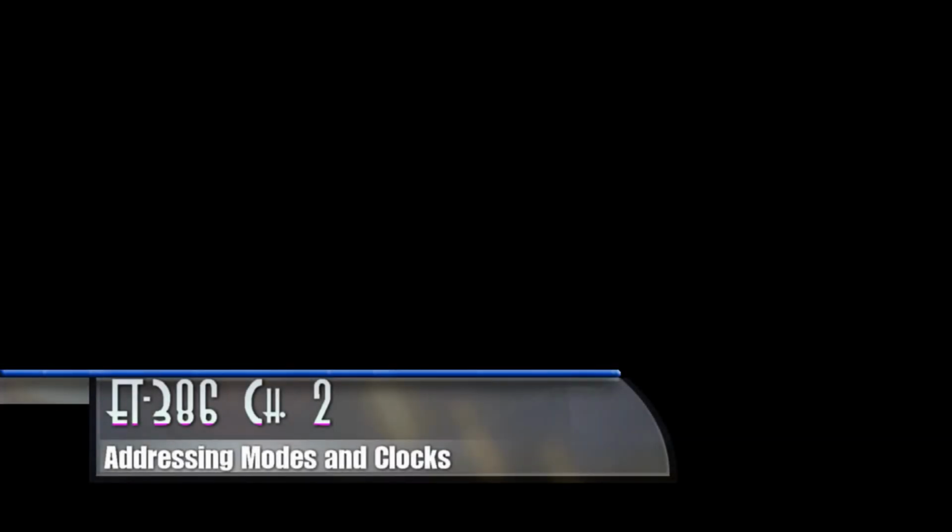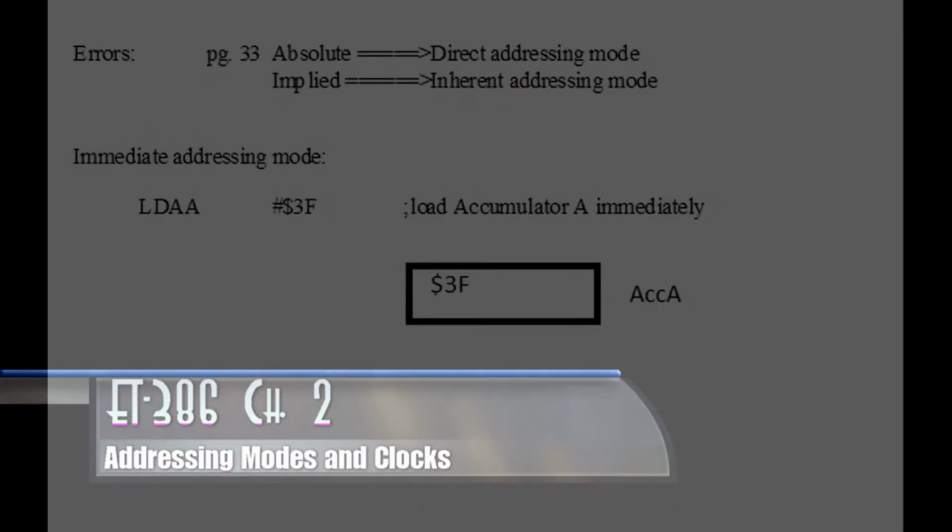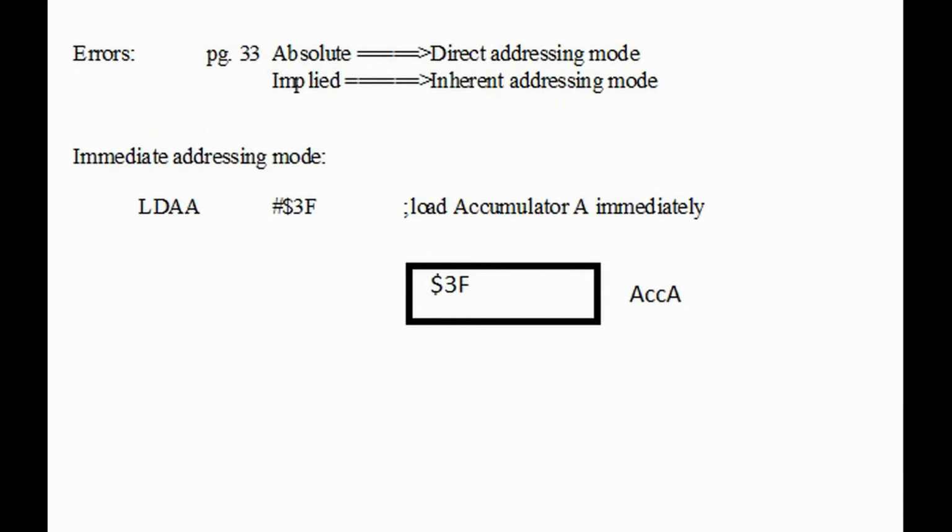It's very difficult to understand the concepts in this chapter, so we will concentrate on addressing modes and the clocks. Let me begin by pointing out some errors in the book: there is no absolute addressing mode, it's really direct addressing mode, and there is no implied addressing mode. It should be inherent addressing mode.